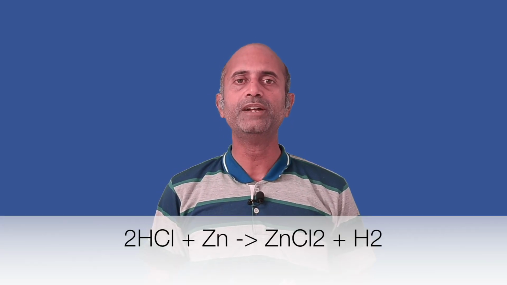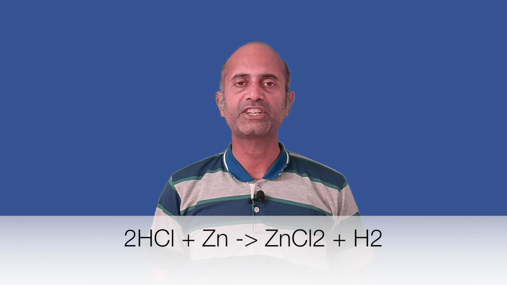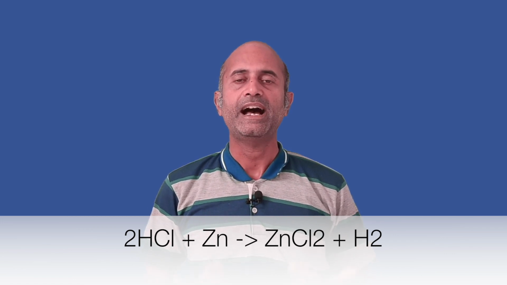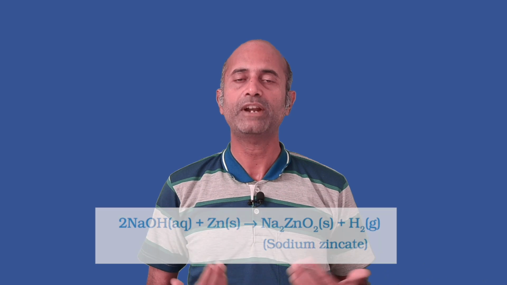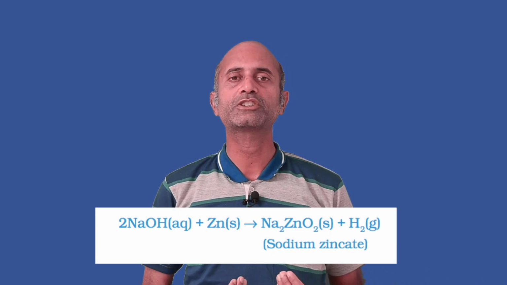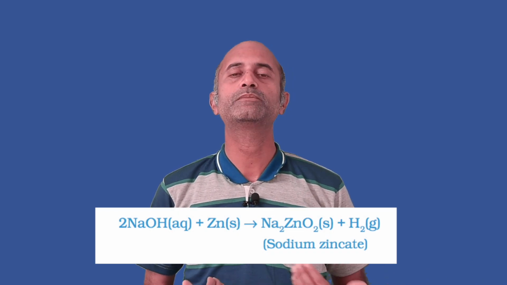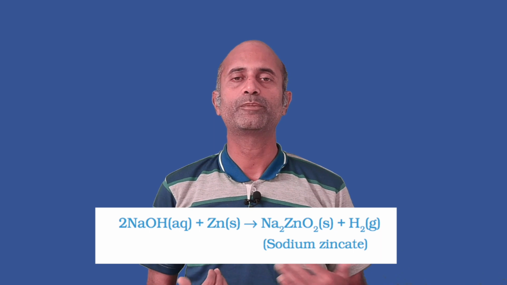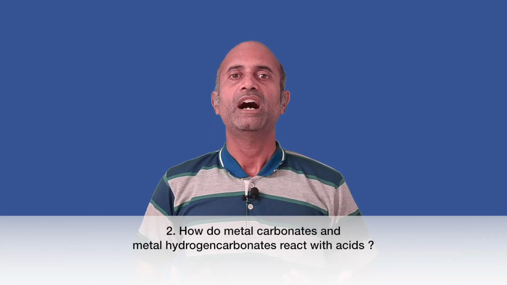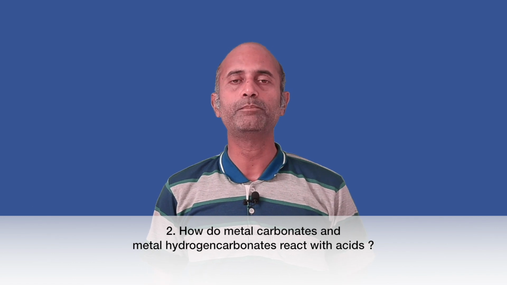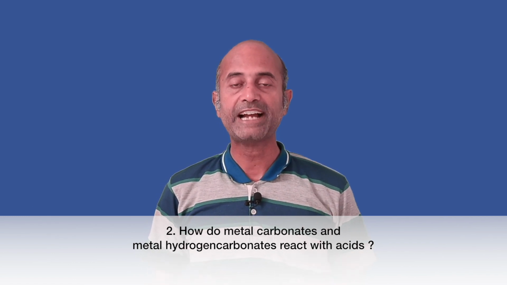For example, HCl stands for hydrochloric acid, Zn stands for zinc, ZnCl2 stands for zinc chloride, and H2 stands for hydrogen gas. Generally, bases do not react with metals like acids. However, there are a few exceptions. For example, when sodium hydroxide reacts with zinc, sodium zincate and hydrogen are the products formed in this chemical reaction.